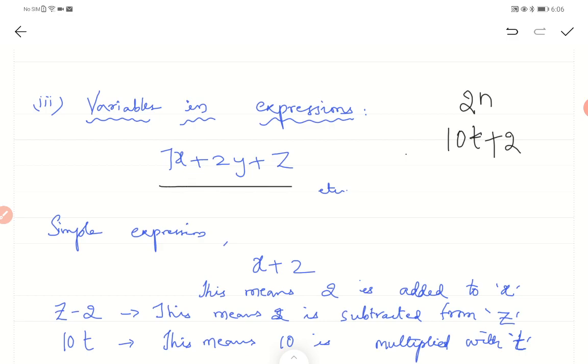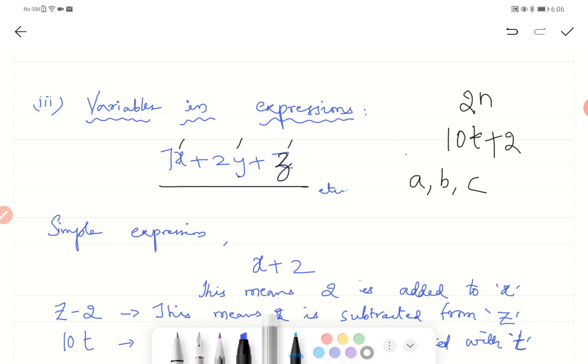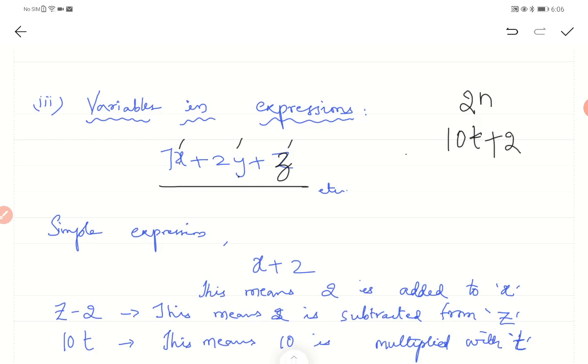So you have this expression 7x plus 2y plus z. In this you have three variables x, y and z. And remember one thing, the variables you use will be in lower case. A, b, c, you don't use capital A, capital B like this. So generally you will use lower case letters. And what is an expression? This kind of thing in which you are using some variable, we call it an expression.